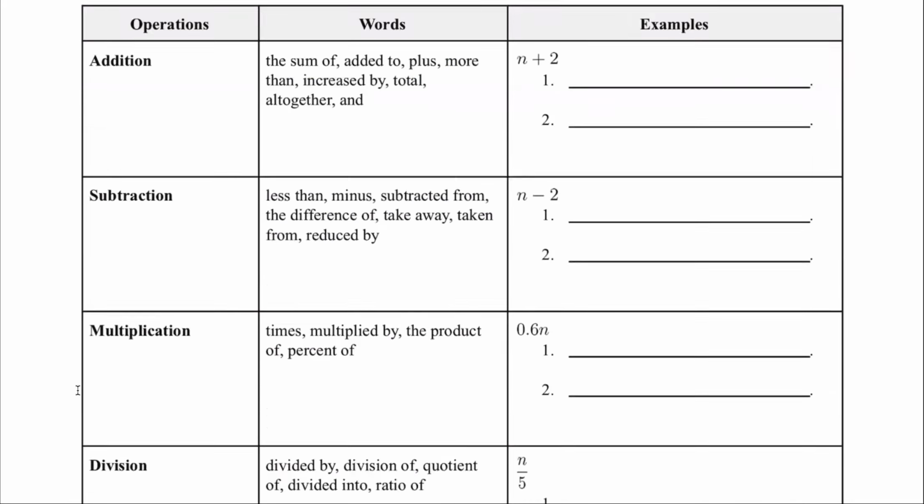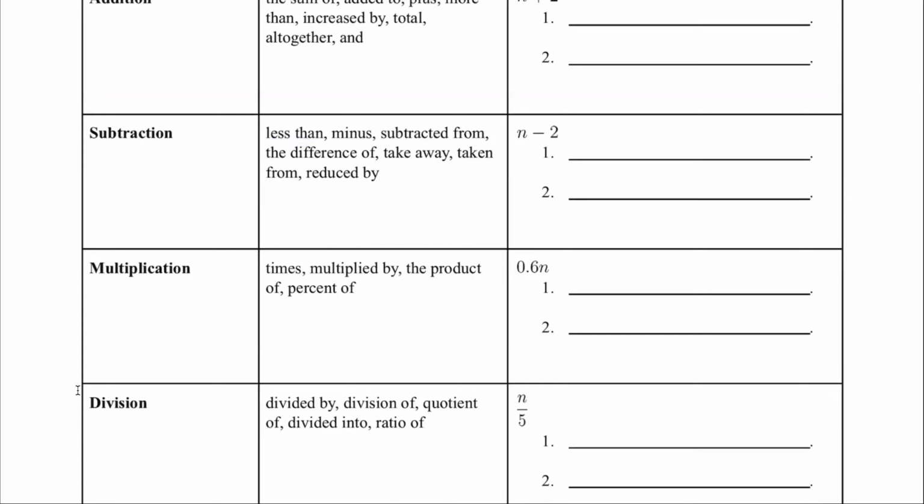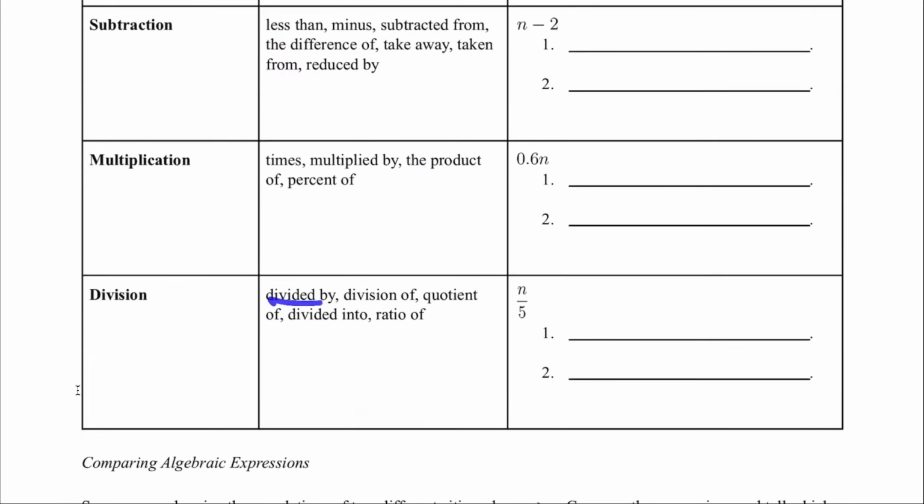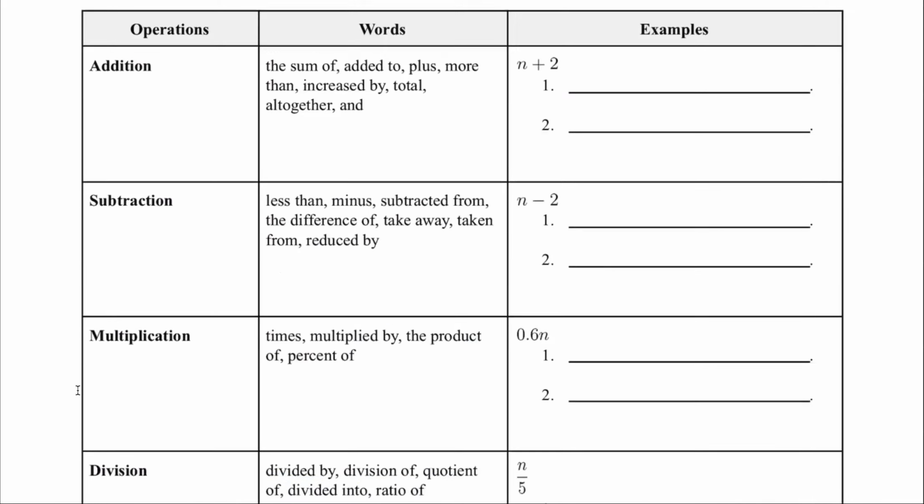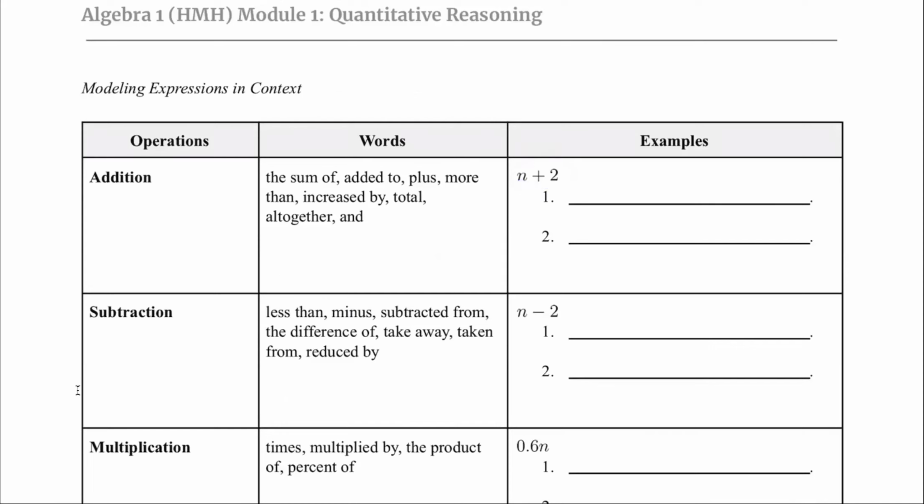Okay, and we have subtraction: less than, minus, subtracted from, difference of, take away, taken from, reduced by A, reduced by B, right? The multiplications are times, multiplied by, the product of, the percent of. Yeah, this may be "of" for both of them, but they're used slightly differently, so we'll talk about that. And the division is divided by, division of, quotient of, divided into, the ratio of. So if we have these expressions, how can we use these words to describe n plus 2?